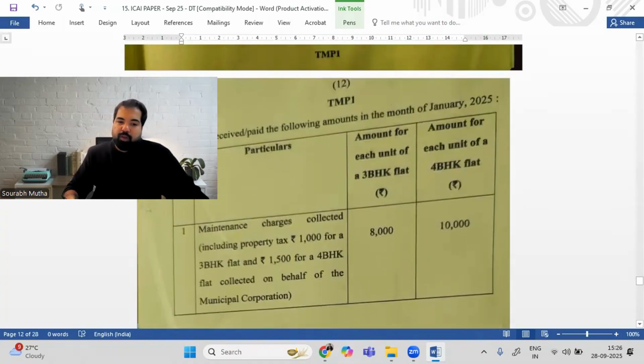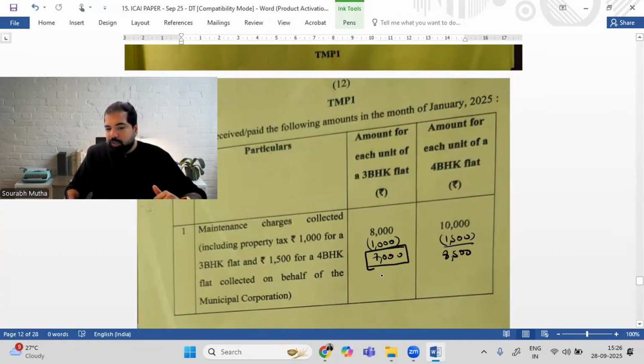Let's see that. The society received and paid the following amounts in the month of January. Amount from each 3 BHK flat, 8,000, there will be GST. 10,000 also, there will be GST. Maintenance charges collected, including property tax of 1,000 for a 3 BHK. Now, this property tax, they just collect from you and they pay it, so that is not included. So the value here is 7,000. And 10,000 minus 1,500, the value here is 8,500. So on this amount, there will be no GST. This one is exempt. This one will be subject to GST.